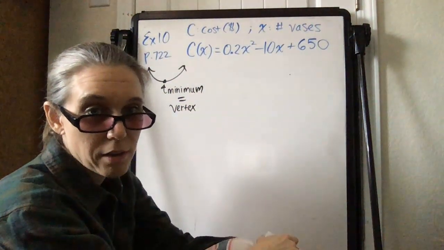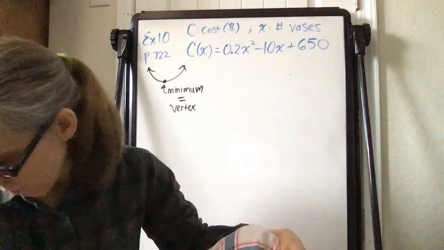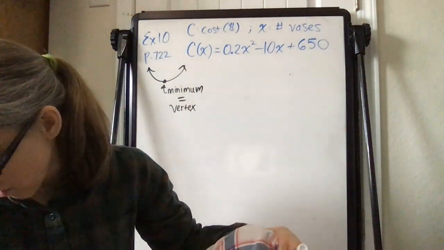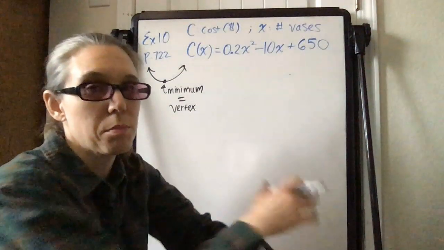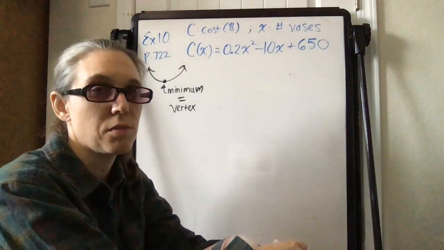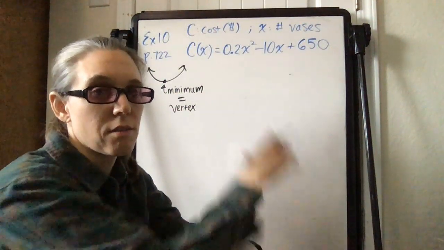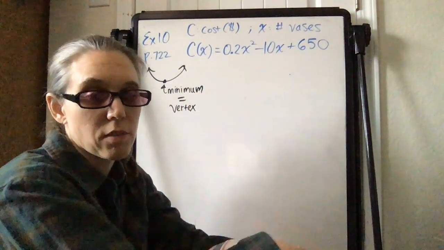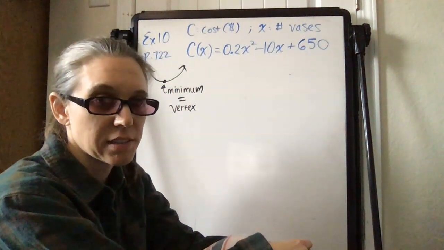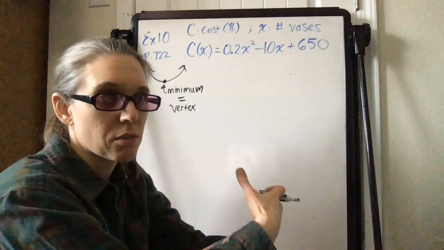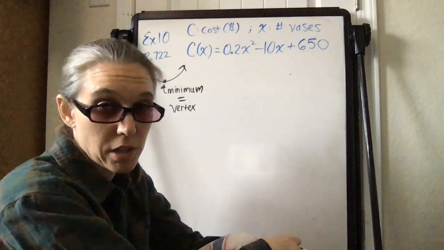So to figure out the minimum that should be produced, the minimum per day cost, you need to figure out the x coordinate and the y coordinate of the vertex, okay? So we're going to figure out what the vertex is and then translate or think about the meaning of the vertex, okay?